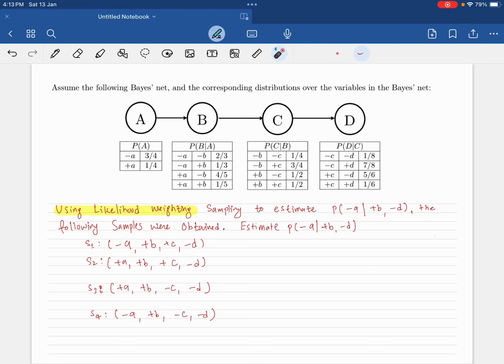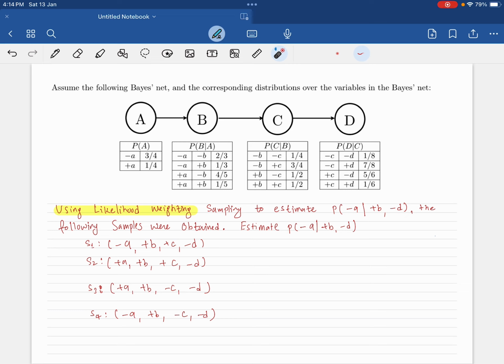Okay, so let's look at one more question that is similar to question number 32 of your sample paper, right? The difference is only that we now have a different Bayes network, and the sampling process is the same, that we are using likelihood weighting. We are given this Bayes network and the associated conditional probability tables.